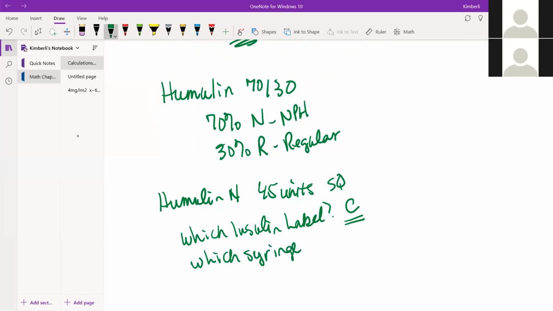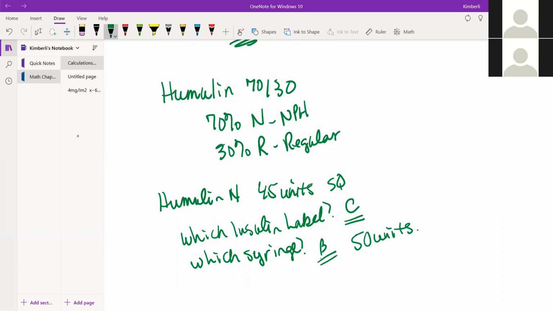And then the next question is, which syringe? And then your syringes are also A, B, and C, so that's confusing right there. I would have tried to make it E, F, and G or something. So if we want to give the patient 45 units, are we going to use syringe A, which is 30 units, syringe B, which goes to 50 units, or syringe C, which goes to 100 units? B. B, because that's a 50-unit syringe.